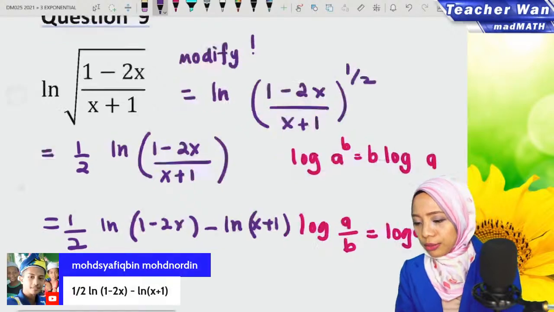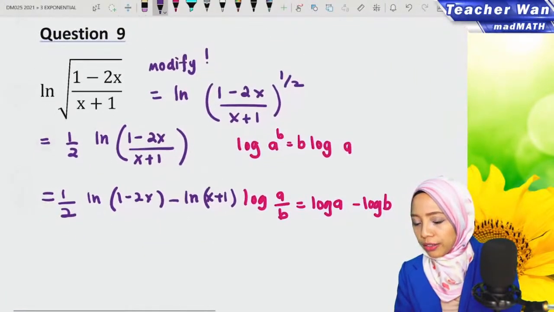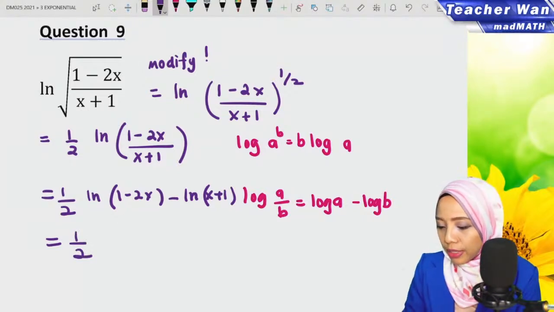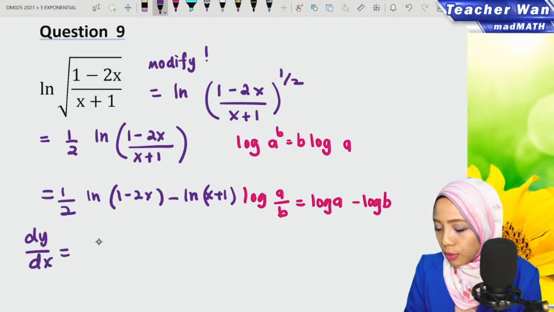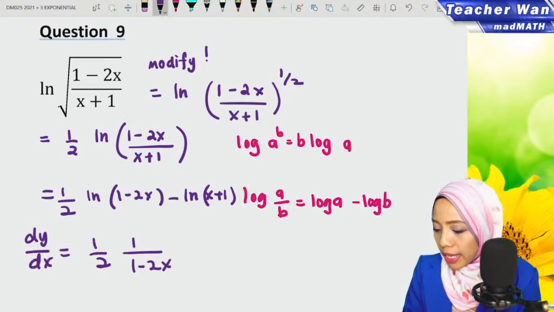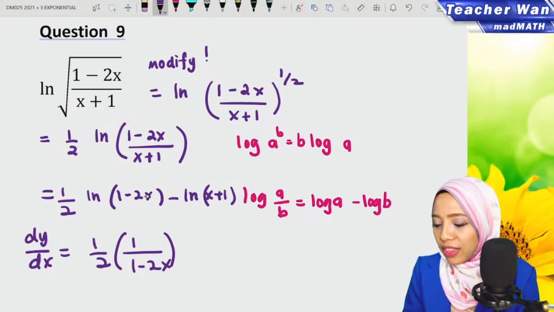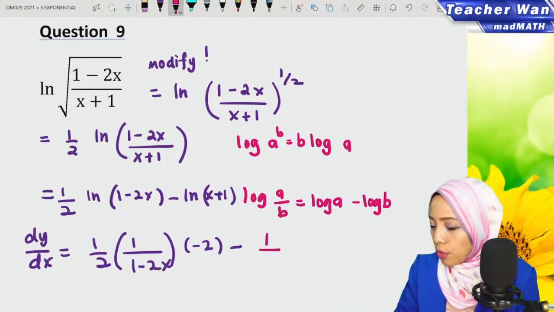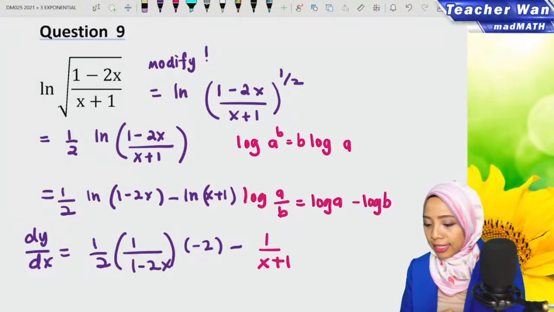Okay, so now we are ready to differentiate. Okay, d dx. So 1 over 2 d dx, okay? So maybe if this is y, you just write dy over dx equals to 1 over 2. Okay, differentiate ln 1 minus 2x. So 1 over 1 minus 2x multiplied with what? The derivative. The derivative of this is negative 2, minus 1 over x plus 1 times 1. You can write it or not, it doesn't matter.